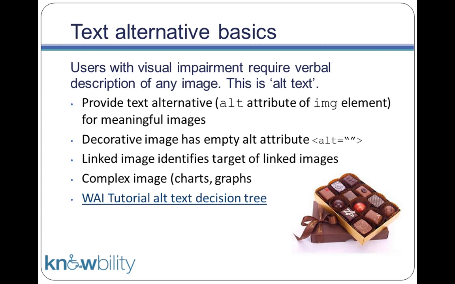I actually found this image on a bank website where it was a link, and the message was, we have several different mortgage options, the choice is yours. So in that case, I don't even need to know that it's a box of chocolates. What I need to know is that it is a link to the mortgage option choices. There is a very clear decision process that you need to go through to decide what is proper alt text for your images, and this link to the WAI tutorial decision tree is really, really helpful for you to make those kinds of choices.